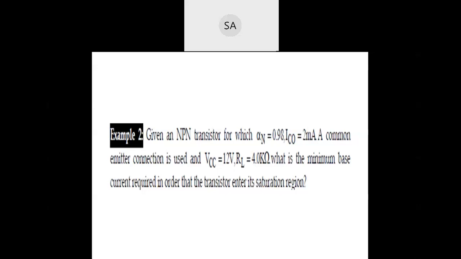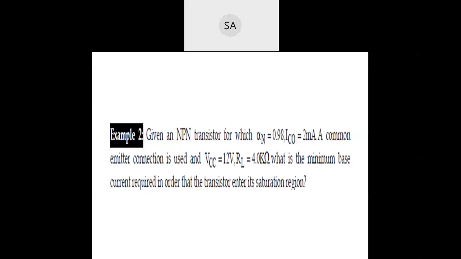So what is the minimum base current required in order for the transistor to enter its saturation region? We have to calculate the minimum base current, that is IB. Here the common emitter configuration is given, so you have to find out the input current, that is the IB current.